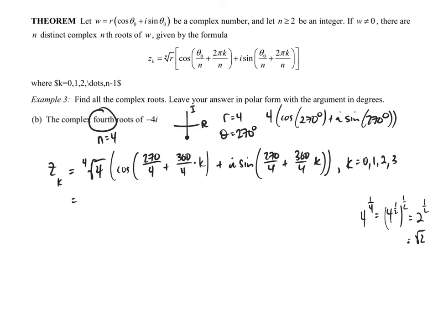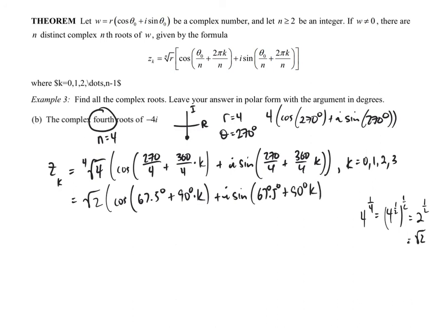So the fourth root of 4 is just the same thing as the square root of 2, multiplied by cosine of 270 divided by 4, which is 67.5 degrees, plus 360 divided by 4, which is 90 degrees, times k, plus i times the sine of the same thing, 67.5 degrees plus 90 degrees k, and that again is for k equal to 0, 1, 2, and 3.